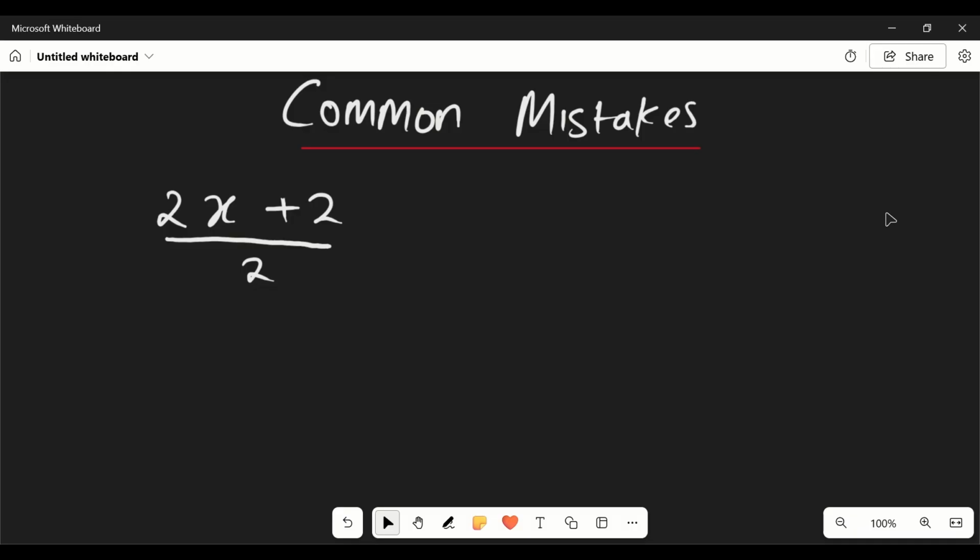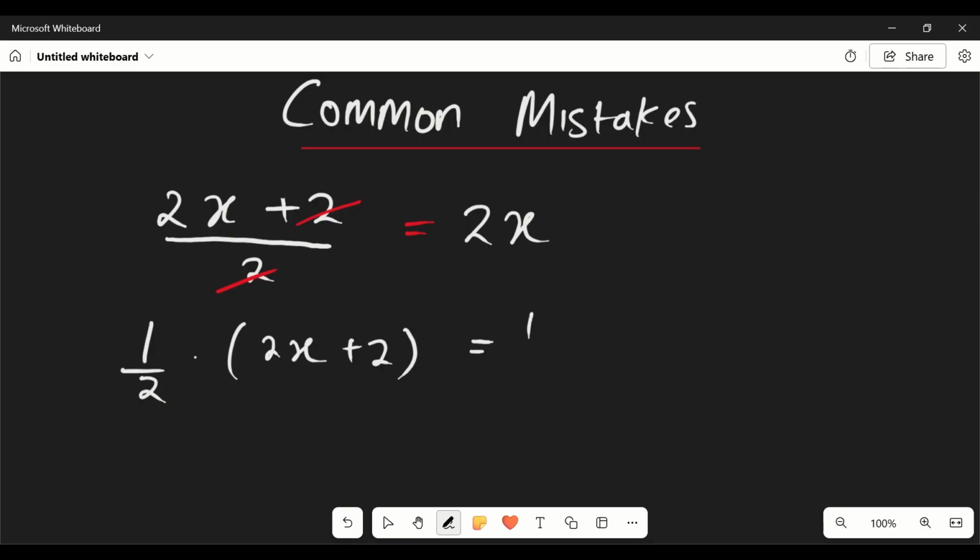So if you have something like this, you just remove 2, then this equals x. You must think of the 2 as a half. Then you can use distribution. It becomes this, which is the correct answer.